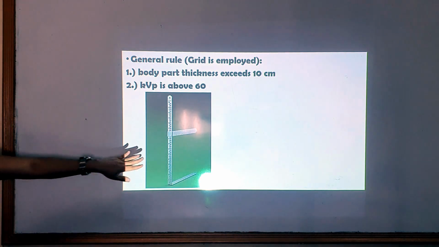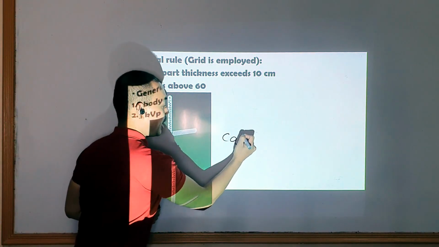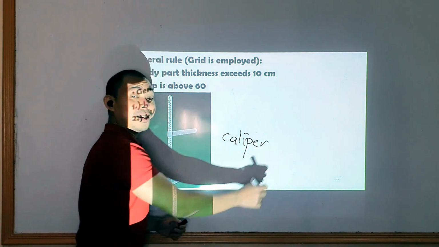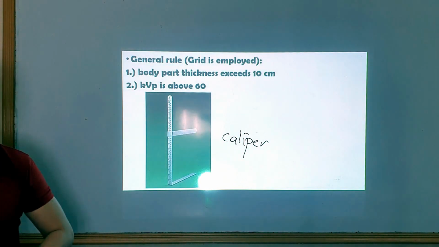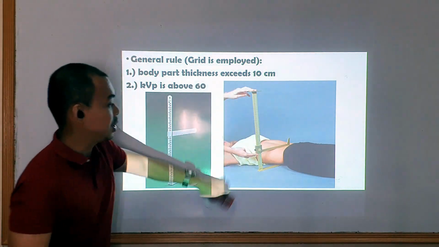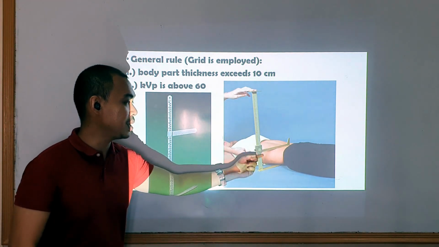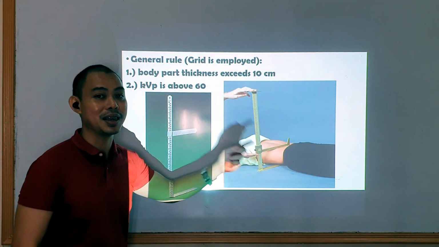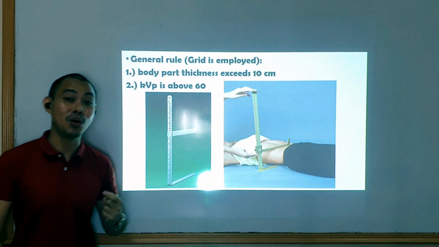So you already know this one, right? This is a caliper, and you can use this one to measure the body size. So if this one here is more than 4 inches, then that's the time that we are going to employ a grid.